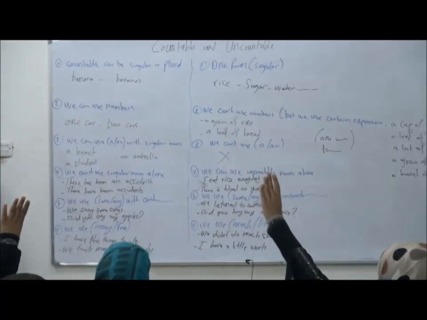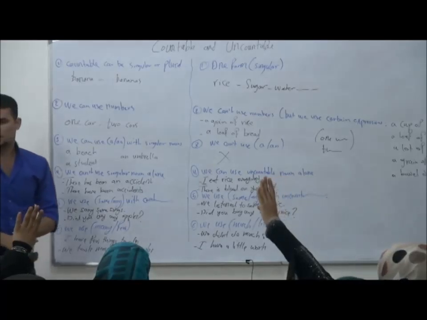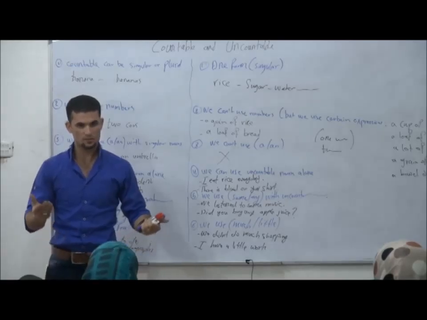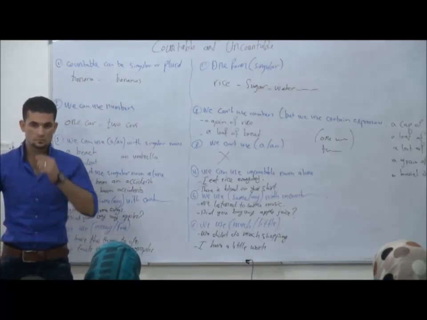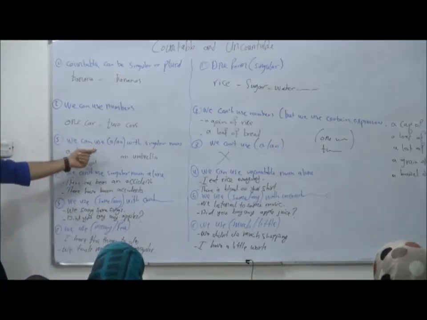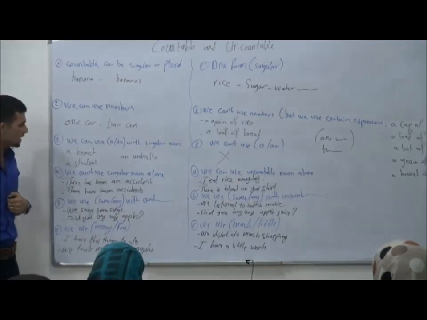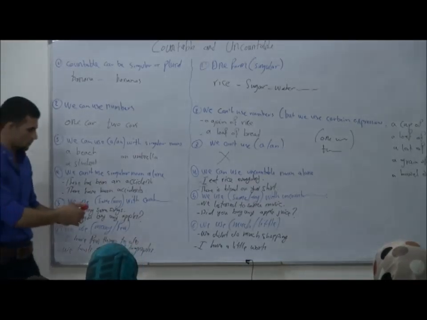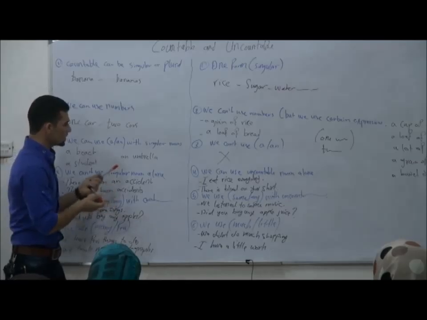Okay. Number three. We can use a or an with singular countable nouns. We can use what? A or an with singular, countable nouns.